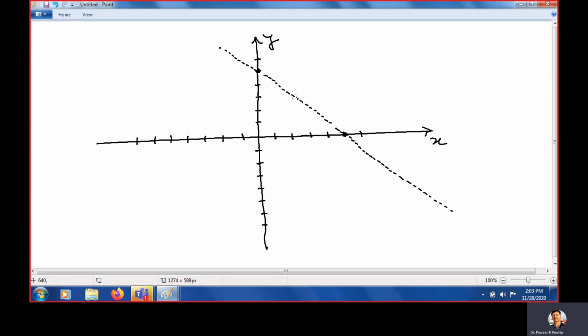This is the line. What line? It is x plus y greater than 5. Now we need to put x is 0 and y is 0. Put x is equal to 0, y is equal to 0. So 0 plus 0 greater than 5, 0 greater than 5. It is false.